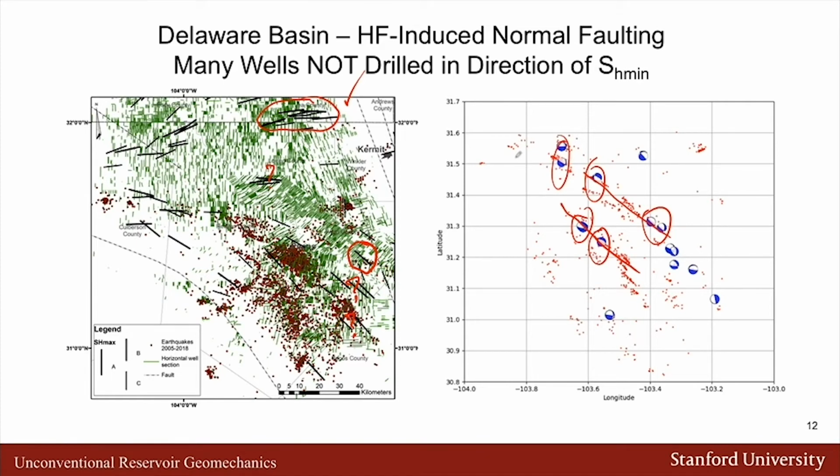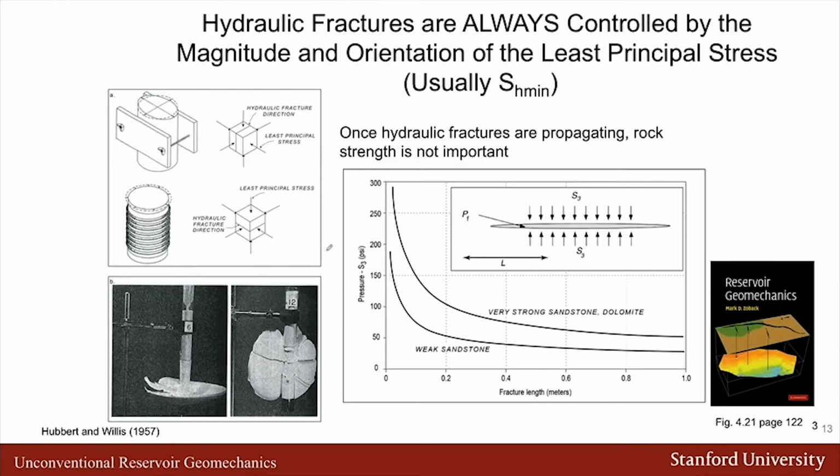Earthquakes occurring in the area are defining for us the faults that are perfectly consistent with this stress state, but the orientation of many of these wells are highly oblique with respect to the stresses, and one must wonder whether or not these wells are going to be as productive as they would have been had they been drilled in the correct orientation. So I've made the point, and I want to emphasize it once again, that hydraulic fractures are always controlled by the magnitude and orientation of the least principal stress, which is usually SH-min.